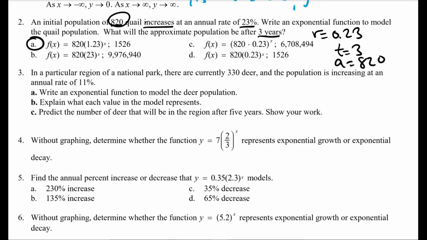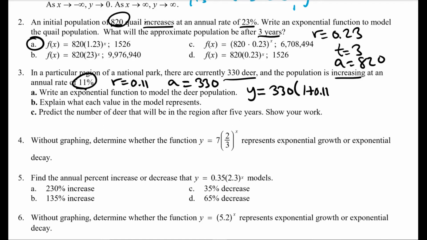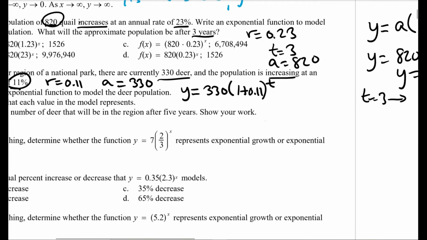Number 3, in a particular region of a national park, there are currently 330 deer, and the population is increasing, so that's a growth, at an annual rate of 11%, so that's my R. So R is 0.11. A, which is my initial, is 330 deer. Population is increasing, so we're looking at a growth model. So we have y equals A times (1 plus 0.11) raised to the t power. So that is my growth model.